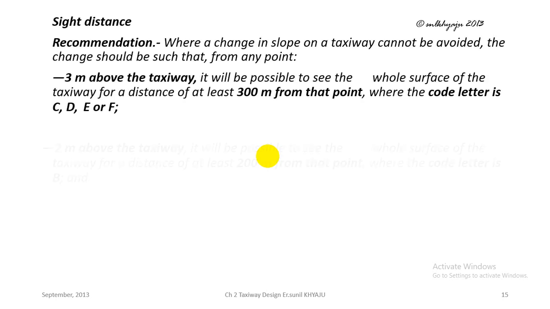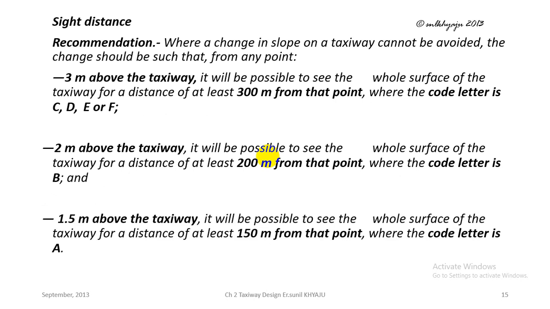Side slope. ICAO recommendations: where a change in slope on a taxiway cannot be avoided, the change should be such that from any point that is 3 meters above the taxiway, it will be possible to see the whole surface of the taxiway for a distance of at least 300 meters from that point for code letters C, D, E, F, and from 2 meters above the taxiway, it is possible to see the whole surface of the taxiway for a distance of at least 200 meters from that point for code letter B, and from 1.5 meters above the taxiway it will be possible to see the whole surface of the taxiway for a distance of at least 150 meters from that point where the code letter is A.